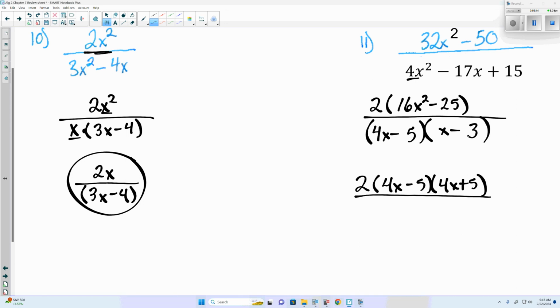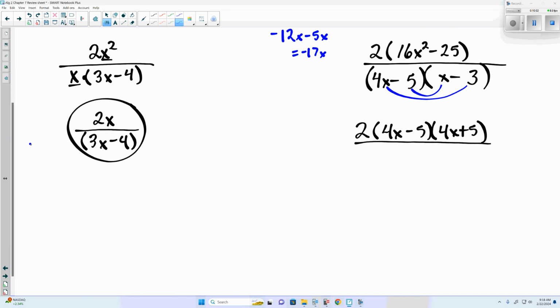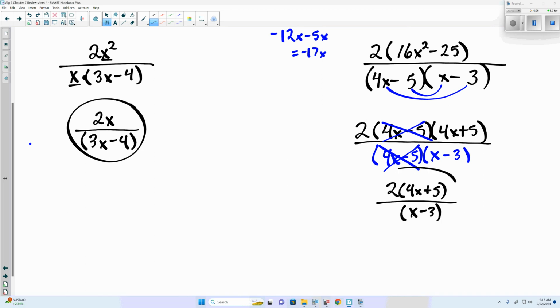And if we check this just to make sure, 4x times negative 3 is negative 12x. Negative 5 times x is negative 5x, giving us negative 17x like we wanted, yes? Now we can come in and fill this in down here. These will cancel, and the reason they'll cancel is because our 4x minus 5 and x minus 3 are being multiplied. Our terms are being multiplied in the numerator, leaving us with 2 times 4x plus 5 over x minus 3.